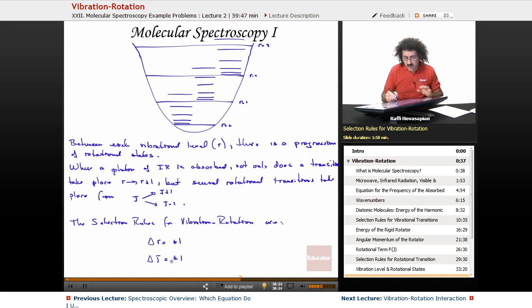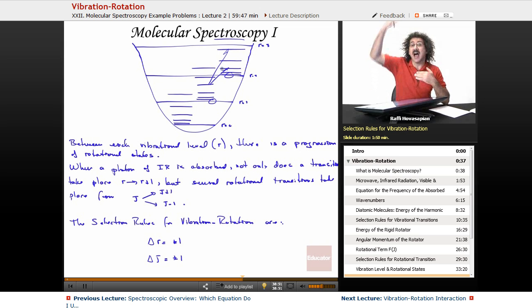In the case of delta J equals plus or minus 1, because you're going from one vibrational state to another vibrational state in the case of absorption, the rotational state might go up 1 or down 1, but it still is sort of an absorption because it's actually going up an entire vibrational level. So you're still looking at a higher level. Okay.